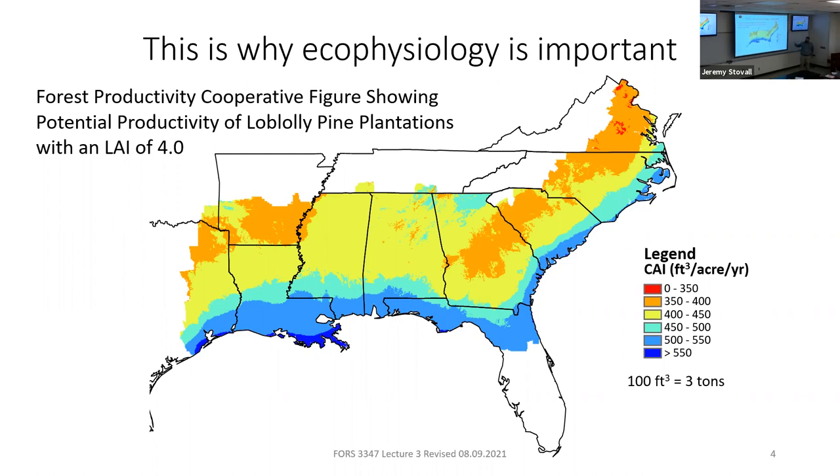And so this isn't the only piece of information that you would use if you're working for a company and you want to buy new land to grow pine trees on to feed your mills. But this is one important piece of information that they do consider. Where is that productive ground going to be?